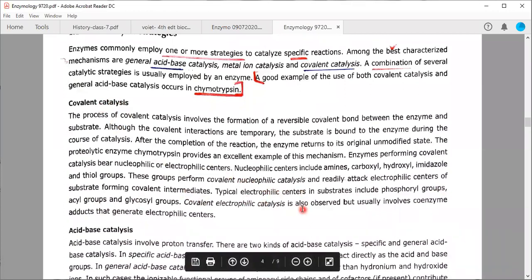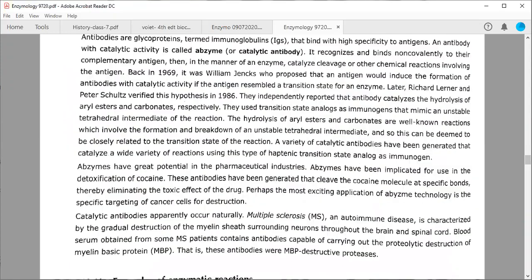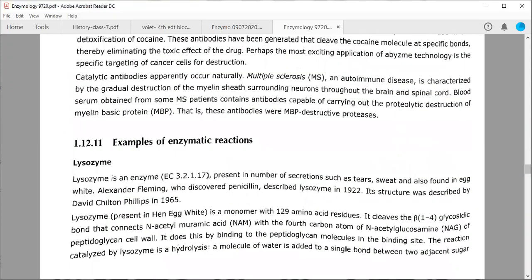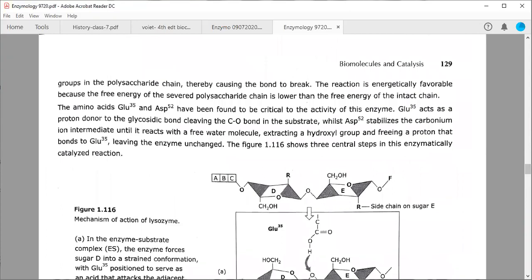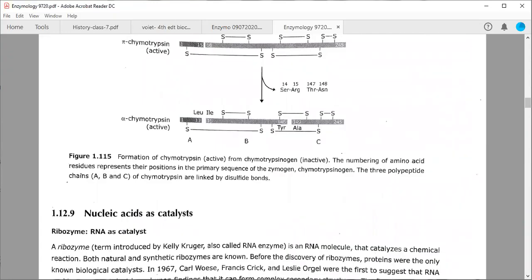So these are the two types actually. Now, what type of examples have we discussed in this section? Mostly we have discussed the proteolytic enzyme chymotrypsin, which is an excellent example of this mechanism. Two things we discussed about chymotrypsin: first, how chymotrypsin is produced, and then how it catalyzes the reaction. So both are important actually.